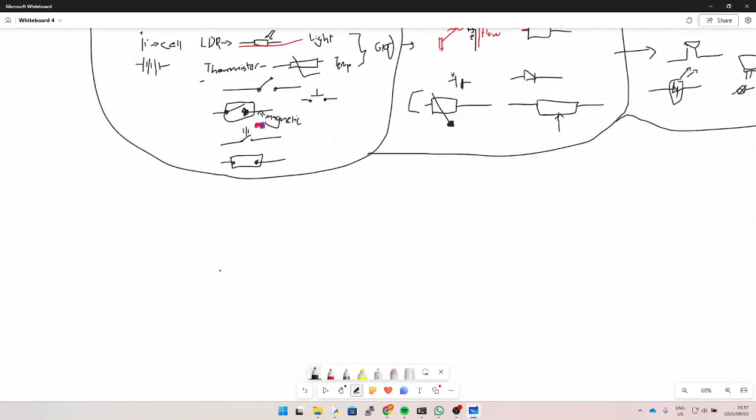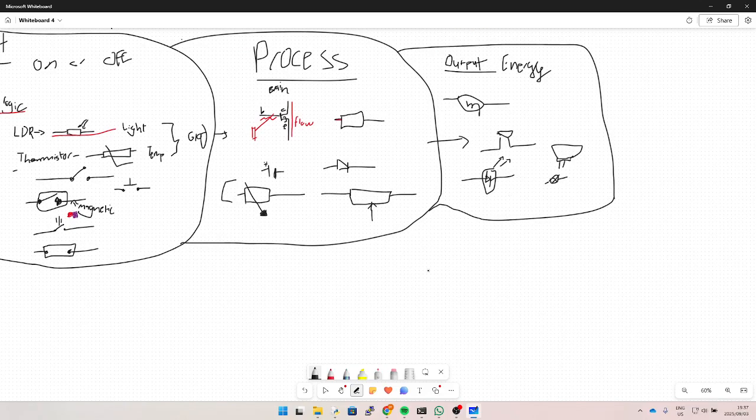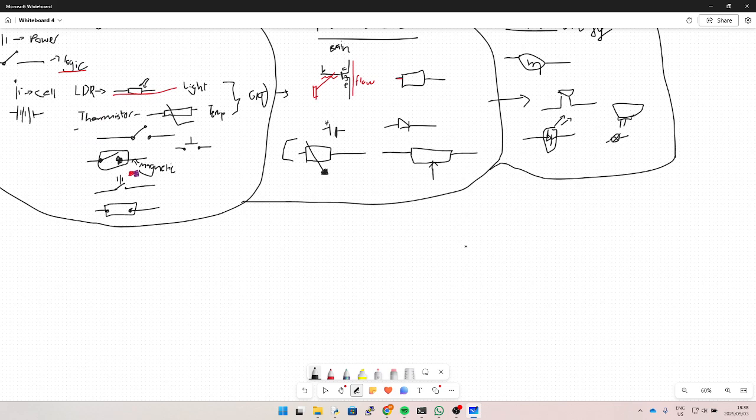Now, feedback ensures that the process section is functioning as intended and generally does use outputs to determine this, for example, LEDs. Okay, moving on, what is electricity?